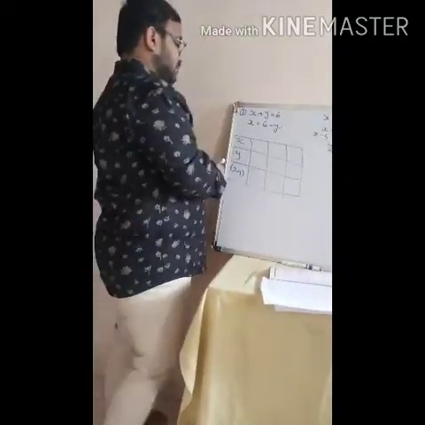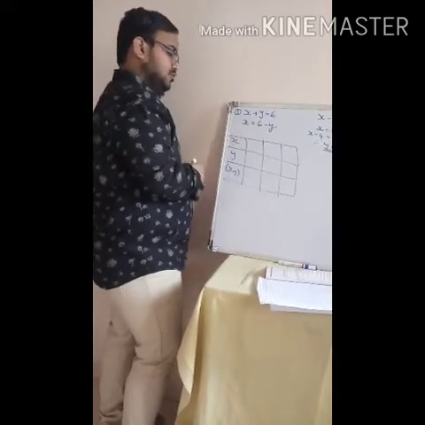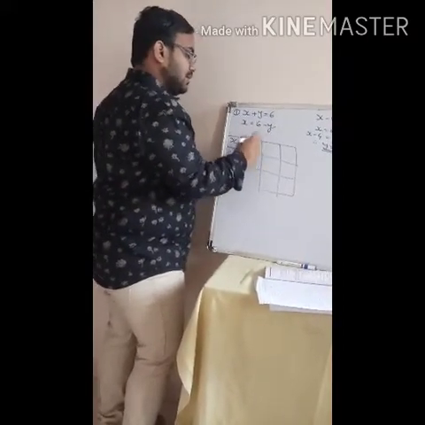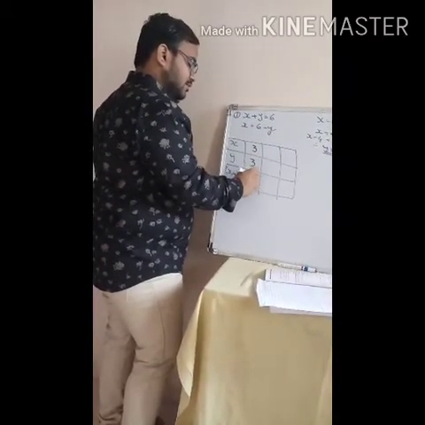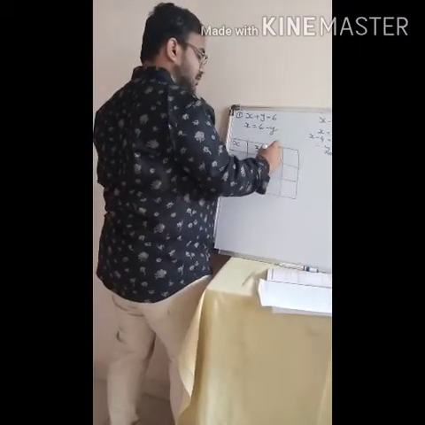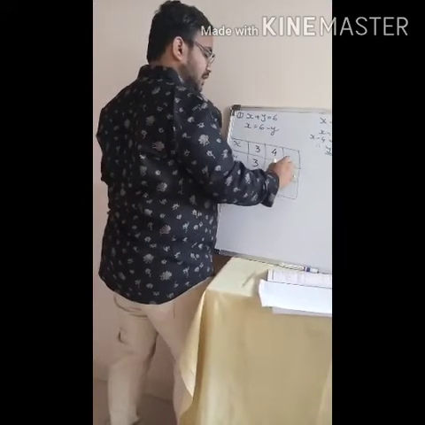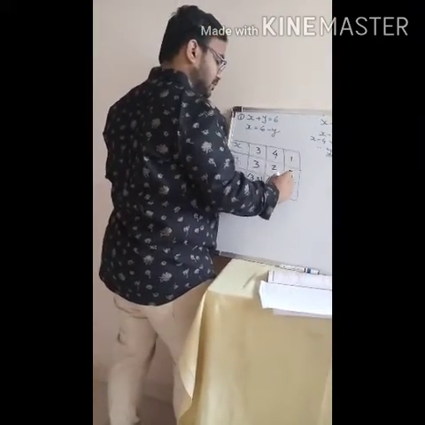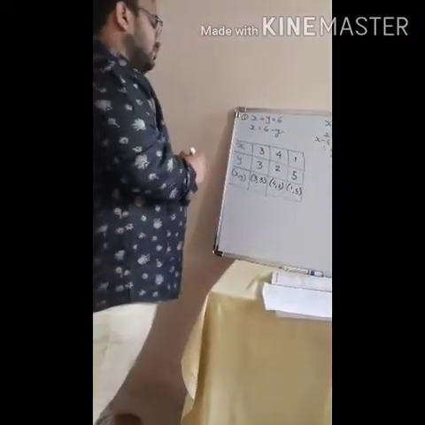Here, you take first y and then find x, so it will be better for you. If you take y as 3, x will also become 3. If you take y as 2, x will become 4. And if you take y as 5, x will become 1.